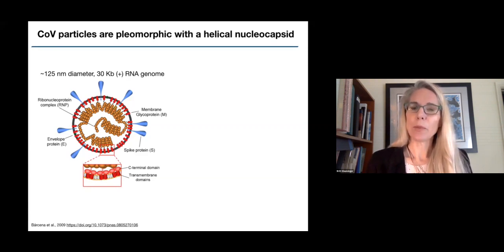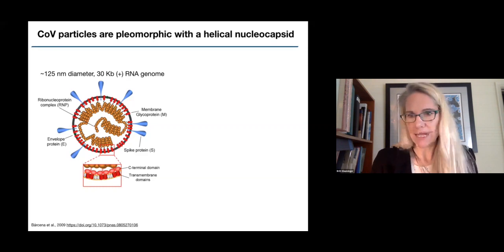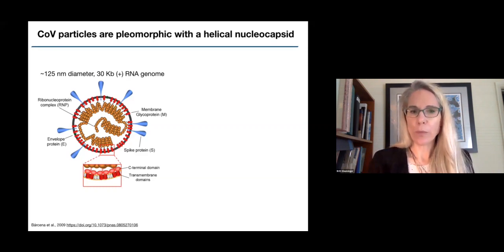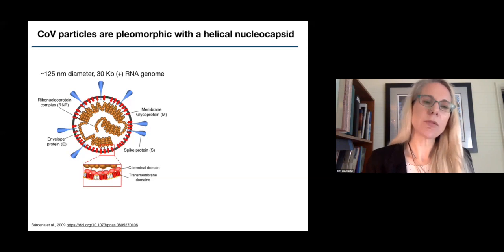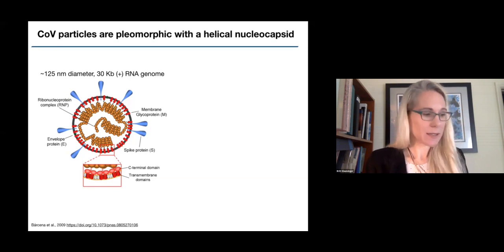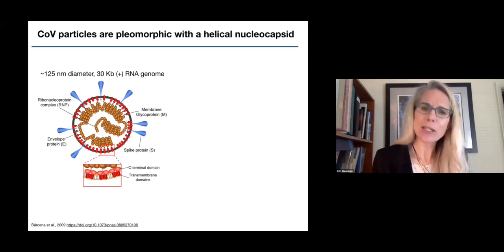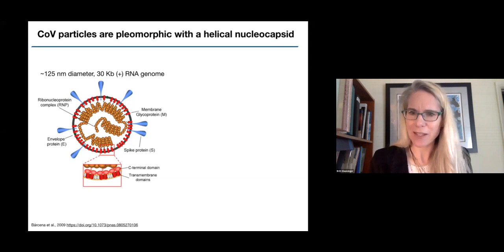Its genome is positive sense RNA, and when I say that, of course, I mean the RNA that is ribosome ready. It's messenger RNA sense, and it is coated with a protein called the nucleoprotein, which is important for both protecting the RNA and for helping it get packaged. So this helical nucleocapsid actually is kind of exceptional amongst positive stranded RNA viruses. Most positive strand RNA viruses don't have these helical nucleocapsids and pleomorphic particles.